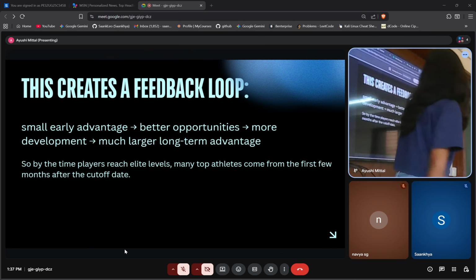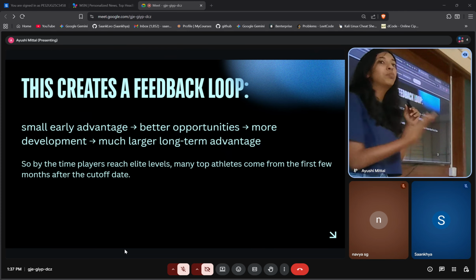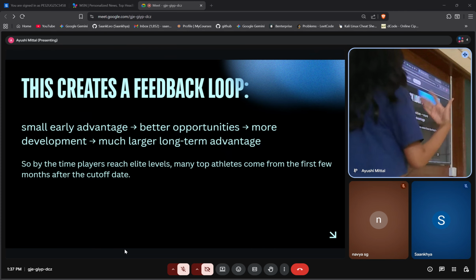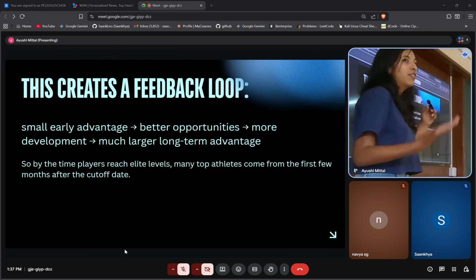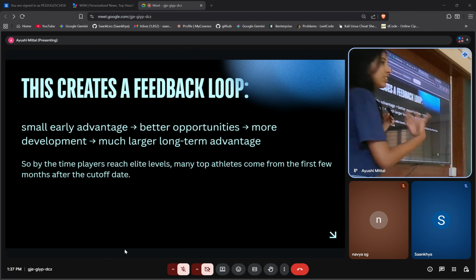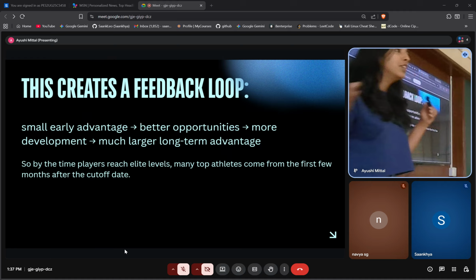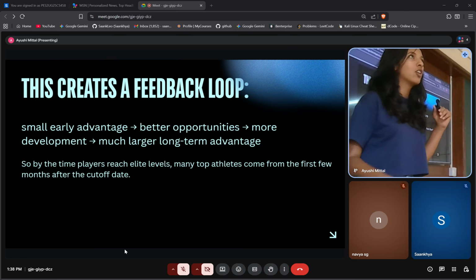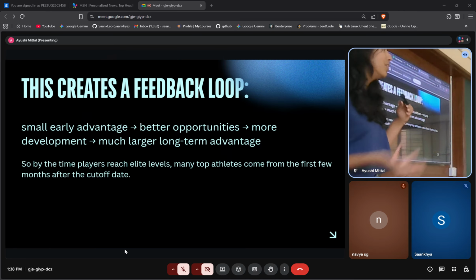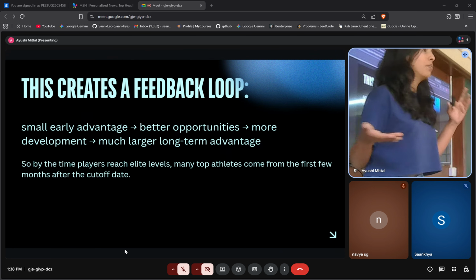this becomes a feedback loop. This small early advantage leads to better opportunities, and these better opportunities lead to more development of the people who are born in the first quarter. And this gives a much longer long-term advantage to people just because of when they were born. So if we never did the data analysis of such a random question, we would never find out why this kind of anomaly is coming.